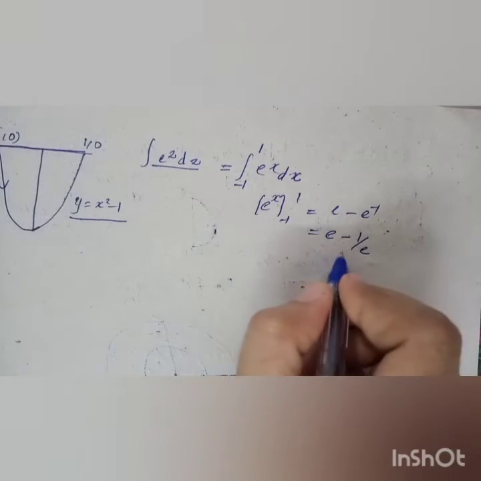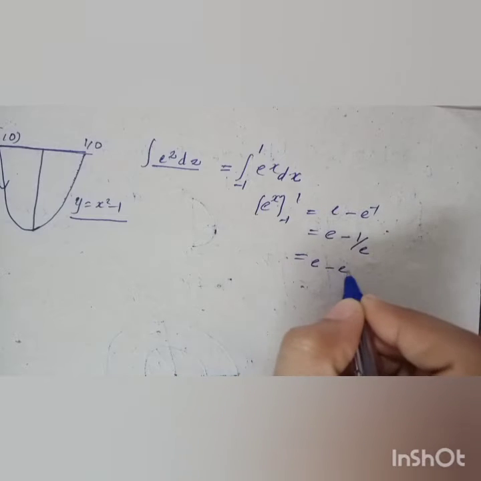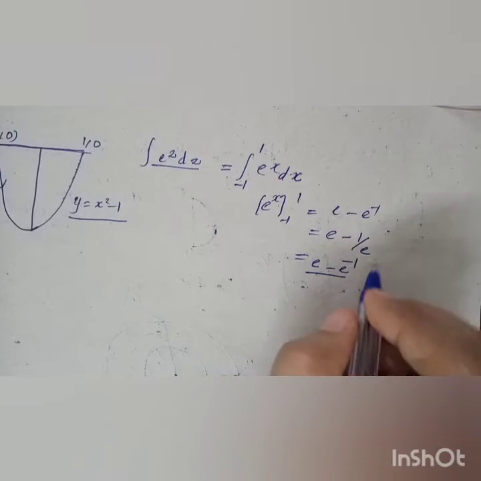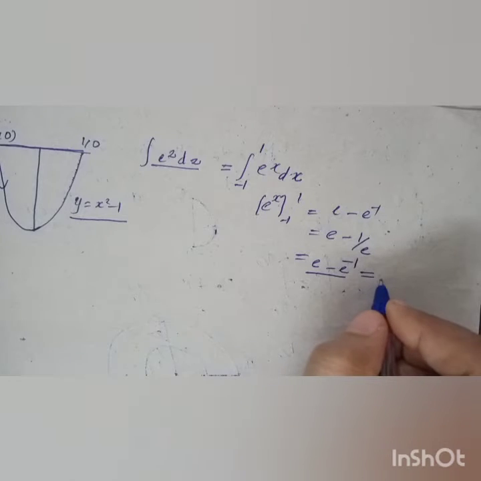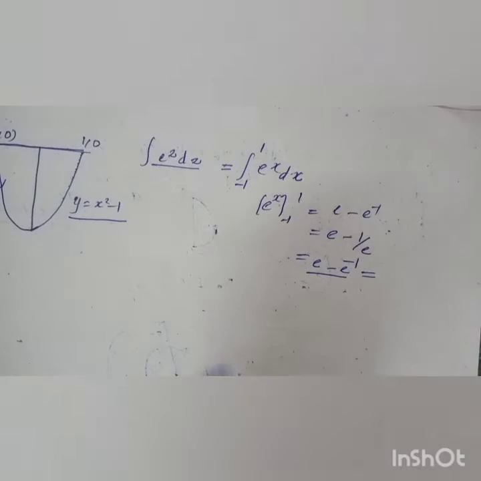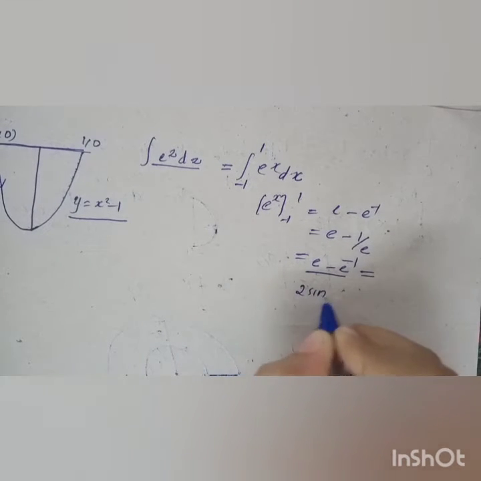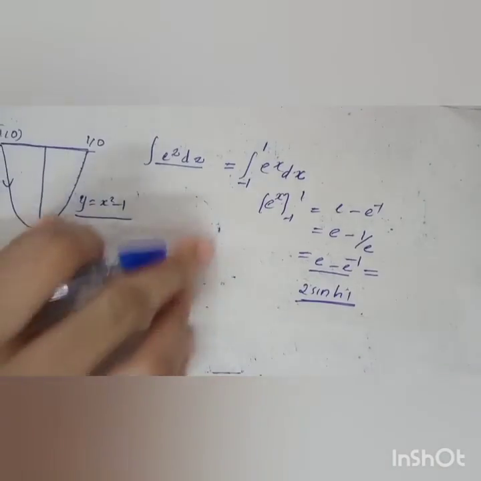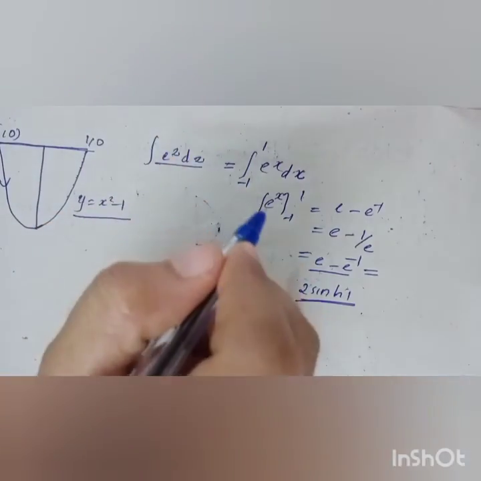Or you can write that as e raised to x minus e raised to minus x, divided by 2. You got like this, sinh 1, so we got 2 sinh 1. Okay, so you got the answer. It is analytic, so we have to integrate. This is the curve given.